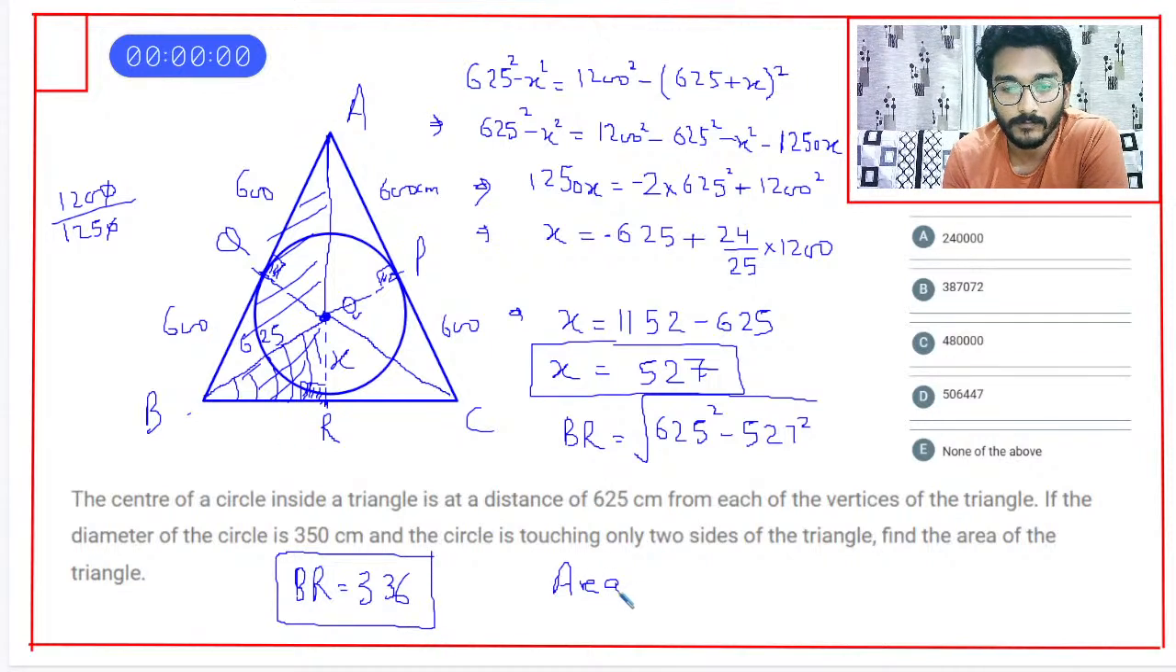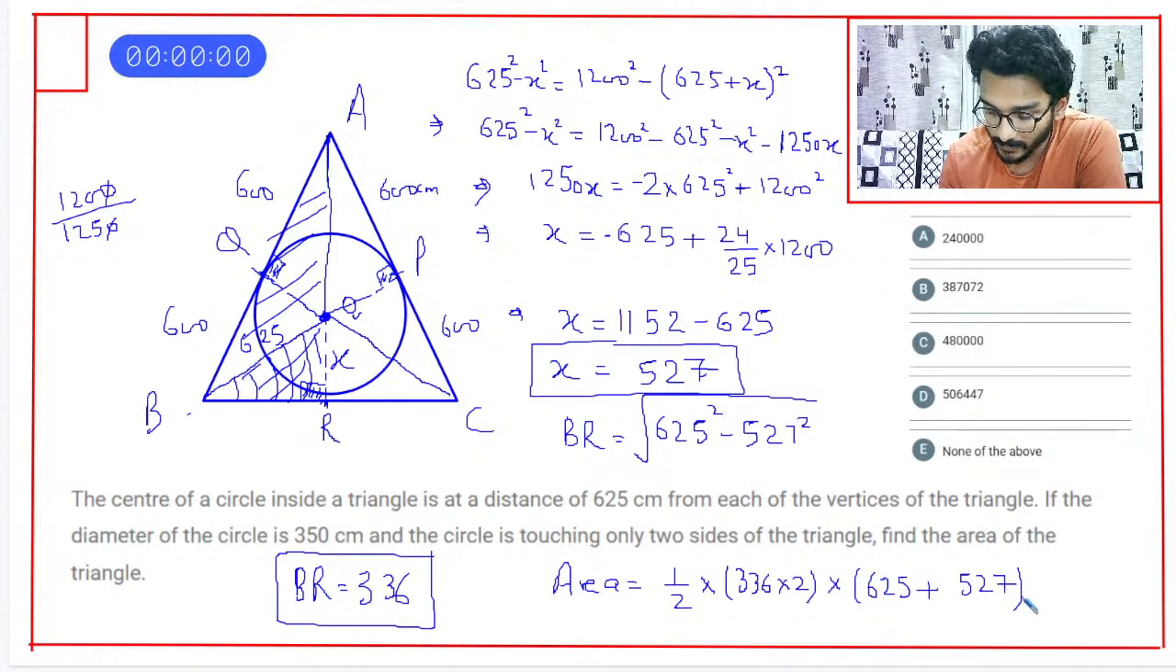So the area is half. The base is what? Base is 336 का डबल, that's base. और हाइट कितनी है? हाइट है हमारे पास 625 प्लस x. x कितना है? 527. So let's just do it finally. We have 336 times 1152. So 387072. Option B is the answer. Here we get. Okay. I hope approach is clear, and please use calculator in such questions.